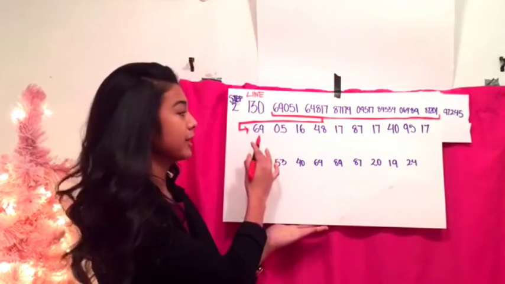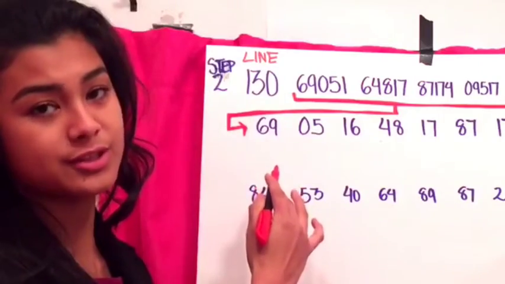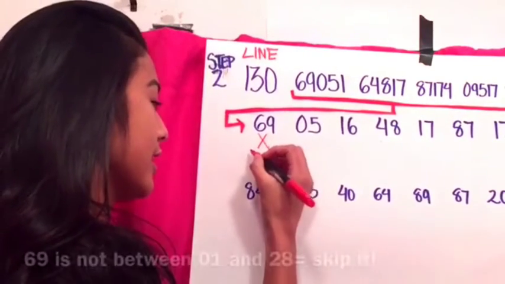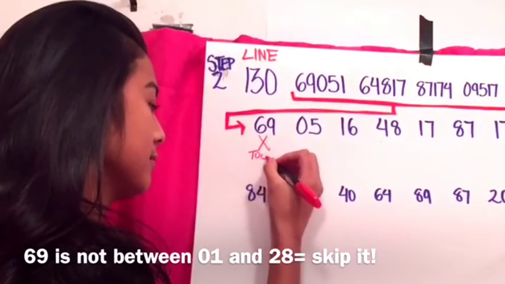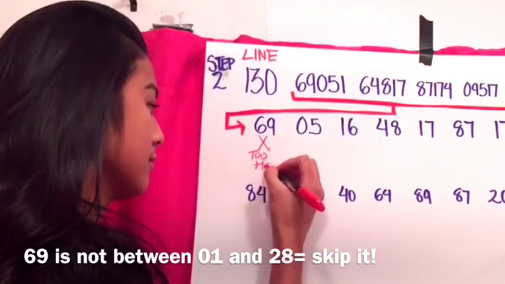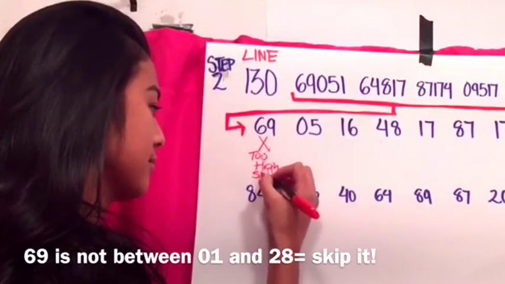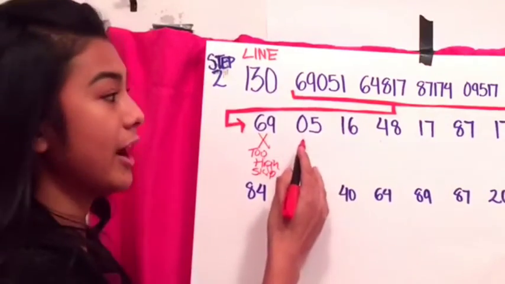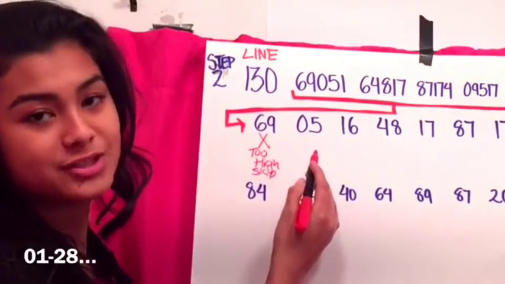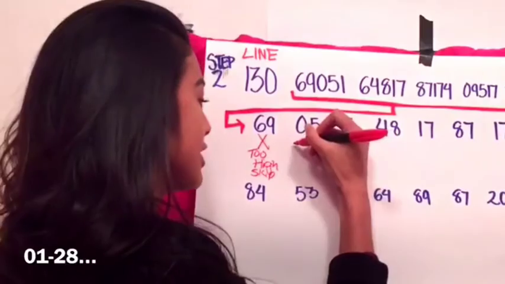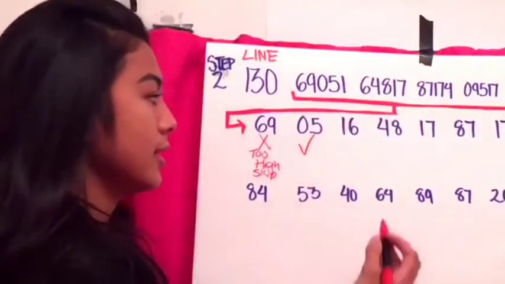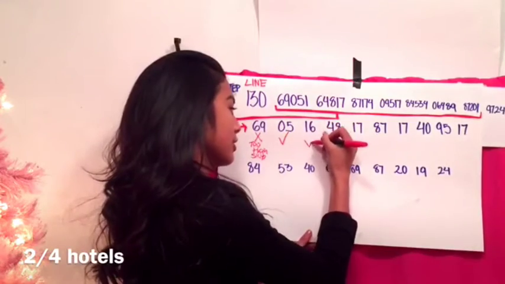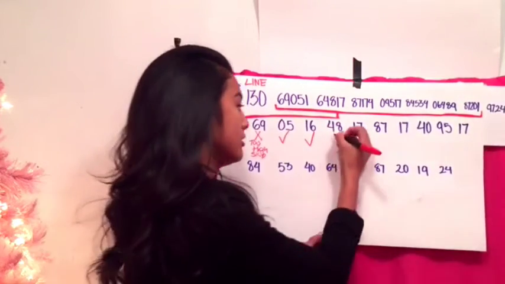in the 2-digit group, we can infer that it does not fall between 01 and 28, so we can exit out and say too high. Skip. Now moving on to 05, we can see that it does fall between 01 and 28, so we put a check mark. 16 also falls between 01 and 28, so we put another check mark. 48 does not, so we skip it.